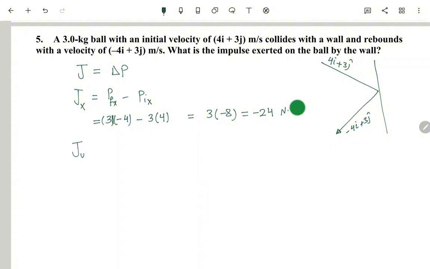Now the impulse on y equal to delta py, or the mass, which is 3, times the final velocity on y, it's just 3 minus 3. The initial velocity is equal to 3. So the impulse on y equal to 0. So the impulse is actually just the impulse on x, which is equal to minus 24 Newton seconds.